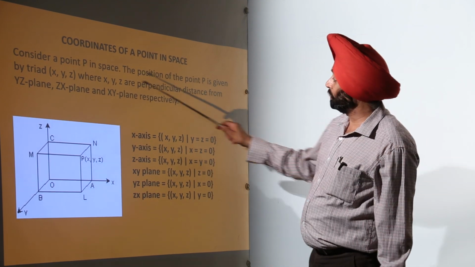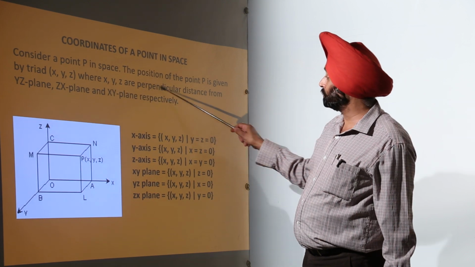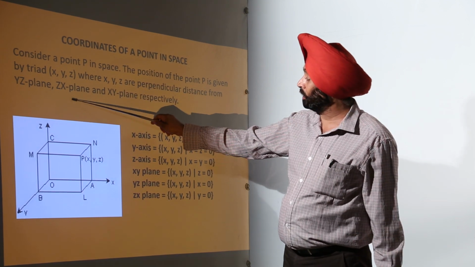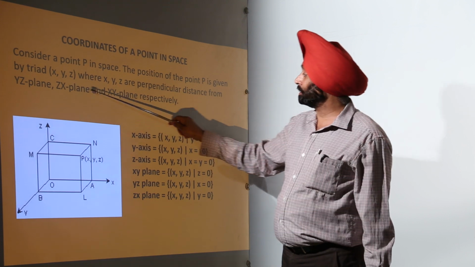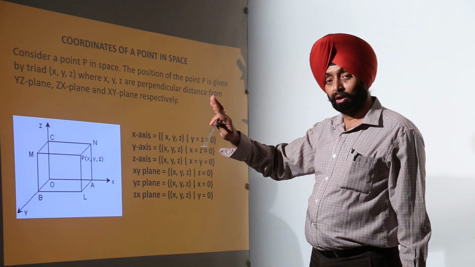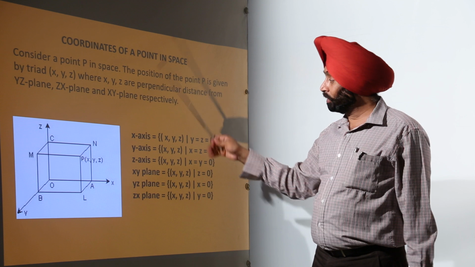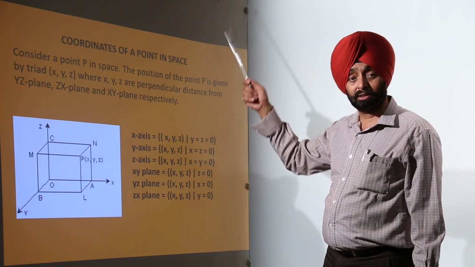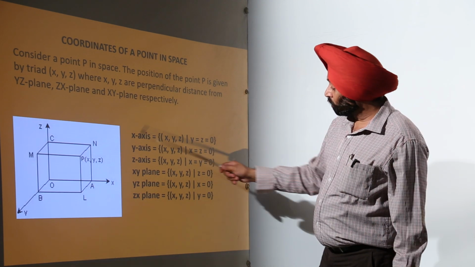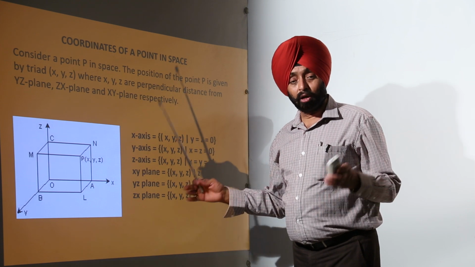The position of the point P is given by the triad XYZ, where XYZ are perpendicular distances from the YZ, ZX and XY planes respectively. Already you are aware of it. We are just going on discussing this again. So now what are the coordinates here? Already I told you about the octants.